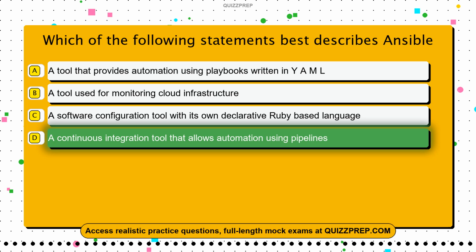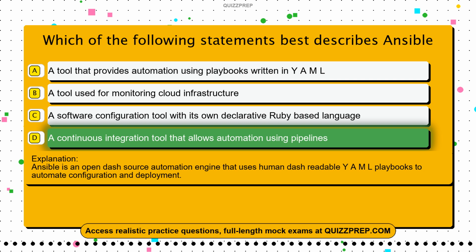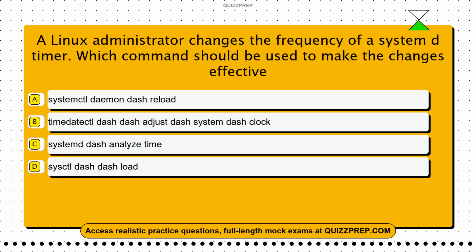The correct answer is option D, a continuous integration tool that allows automation using pipelines. Ansible is an open-source automation engine that uses human-readable YAML playbooks to automate configuration and deployment. Question 80. A Linux administrator changes the frequency of a systemd timer. Which command should be used to make the changes effective?